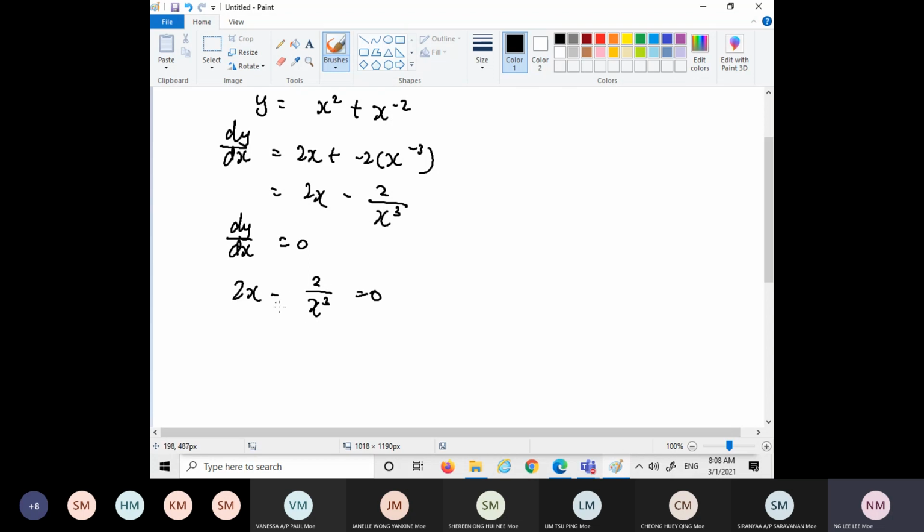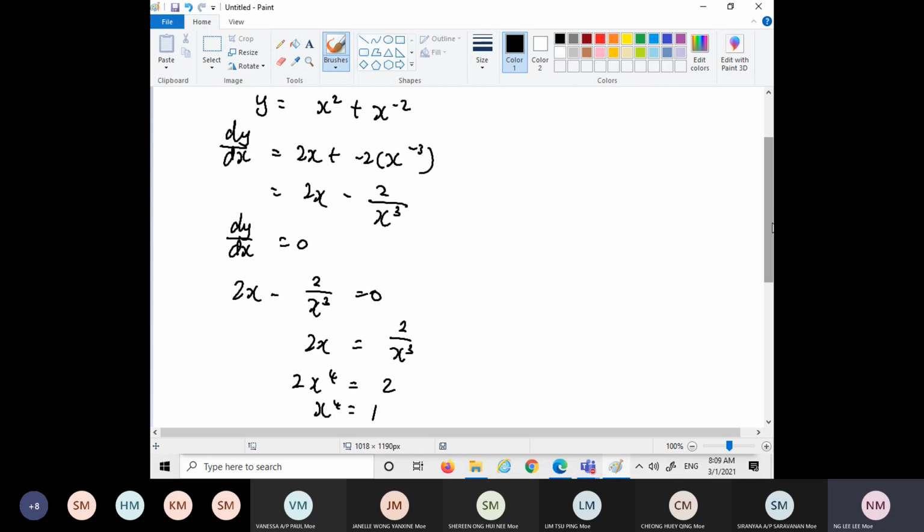The negative term moves to the right hand side and becomes positive. Then x to the power 3 moves to this side and becomes multiplied, so x to the power 4. Then the 2 moves to this side, 2 divided by 2 is 1.